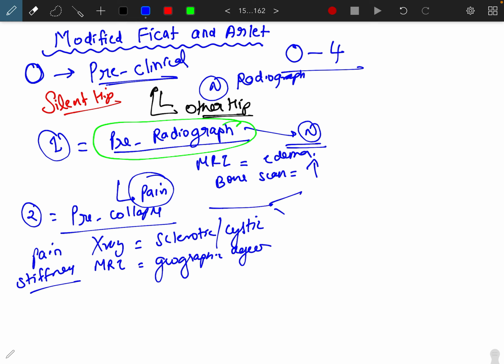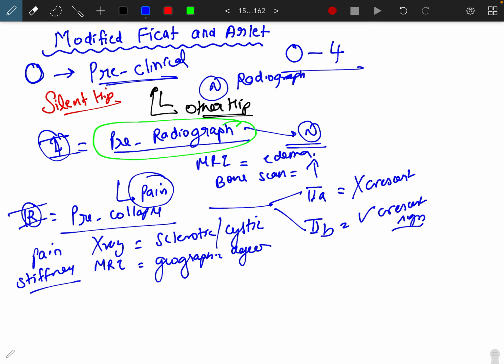This has been further subdivided into stage 2A and stage 2B, all of these in Roman numerals. Stage 2A will not have the crescent sign, while stage 2B has the crescent sign present. The crescent sign is present, but there is no flattening of the femoral head.